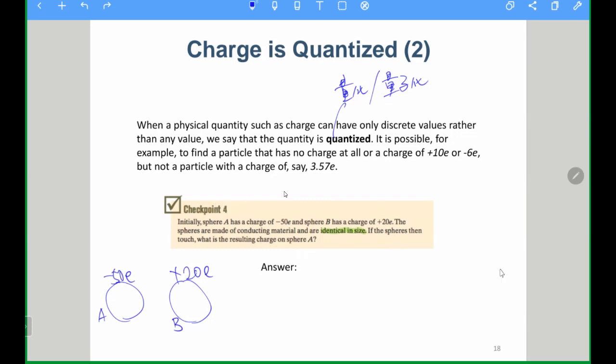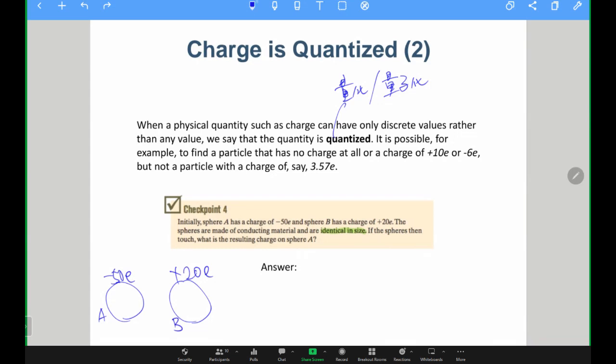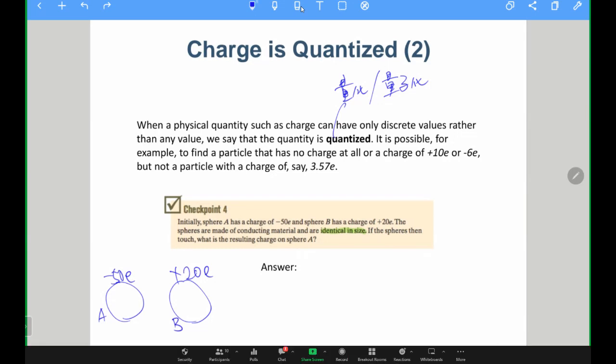Who knows the answer of this checkpoint? If you know, you can try to type it in the chat room, and then I'll mark it down to add you some addendums. Negative 15e. Okay, let me mark it down.